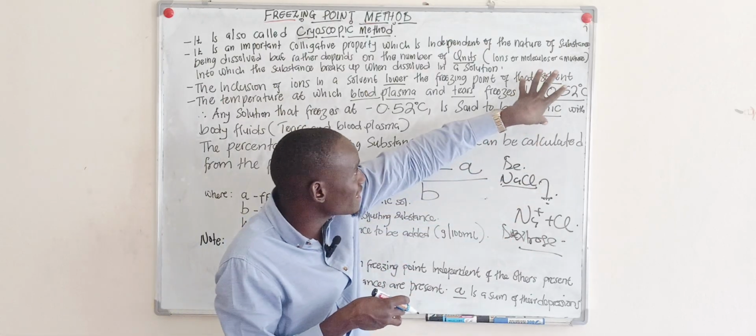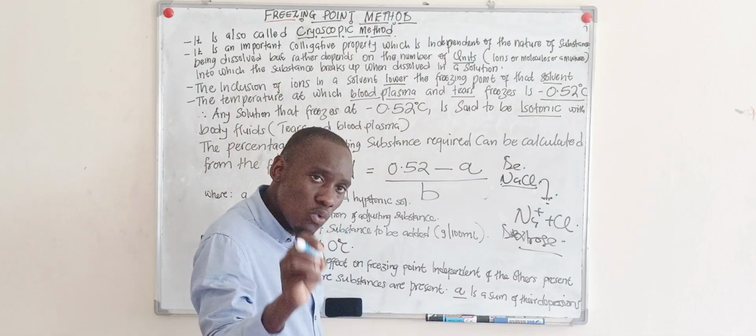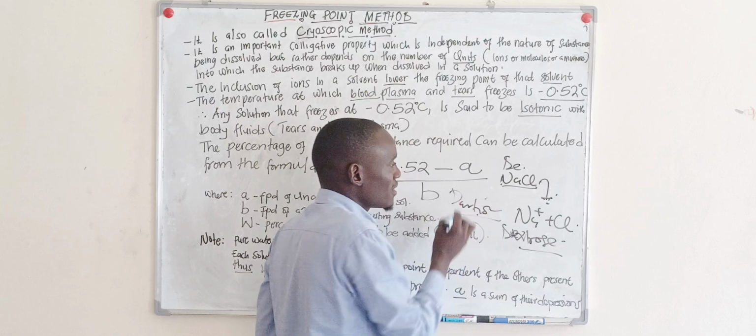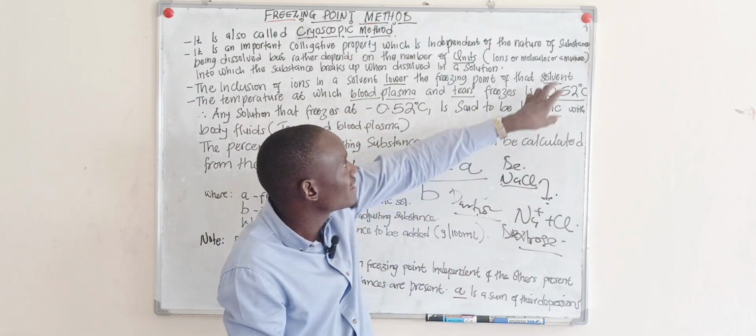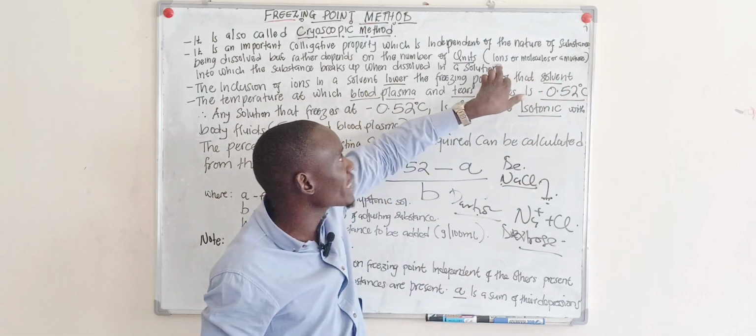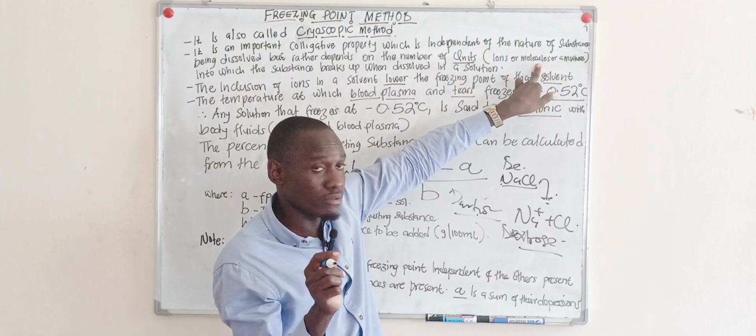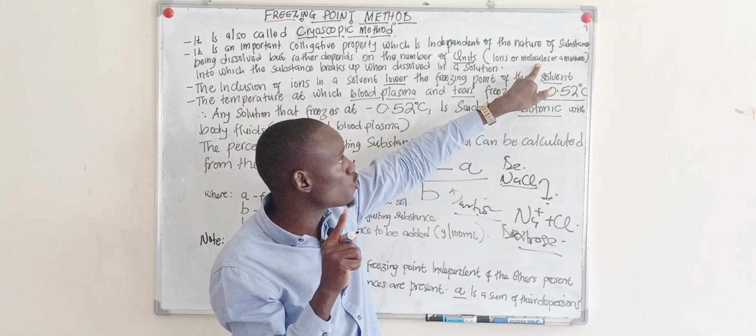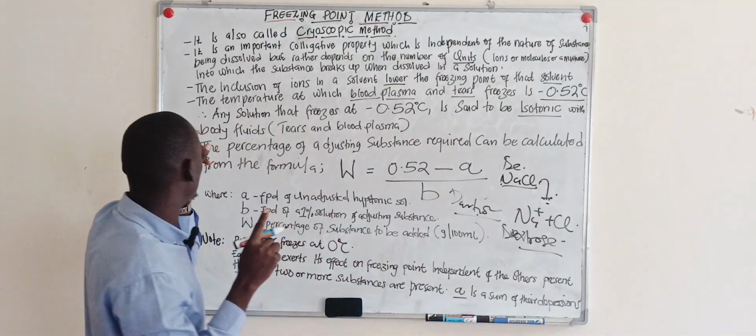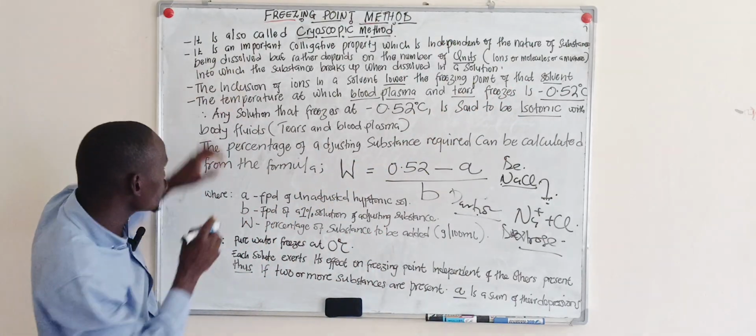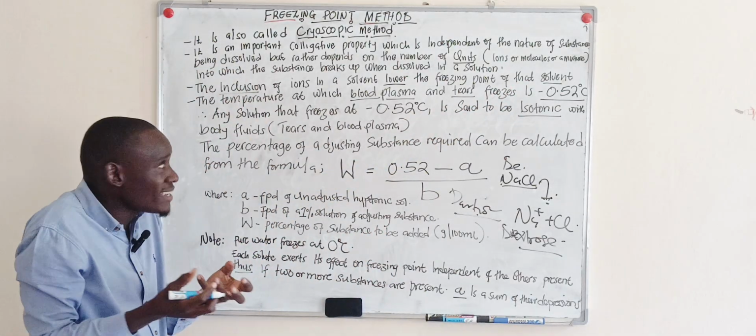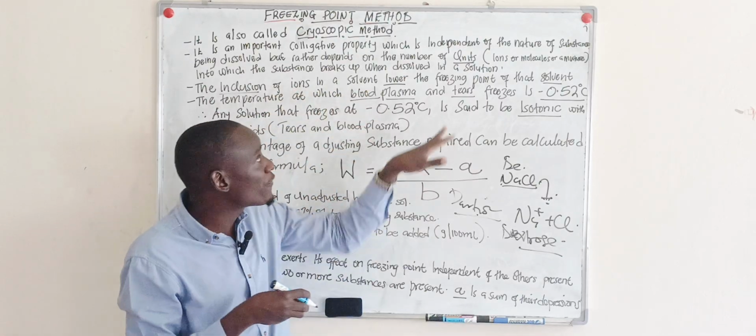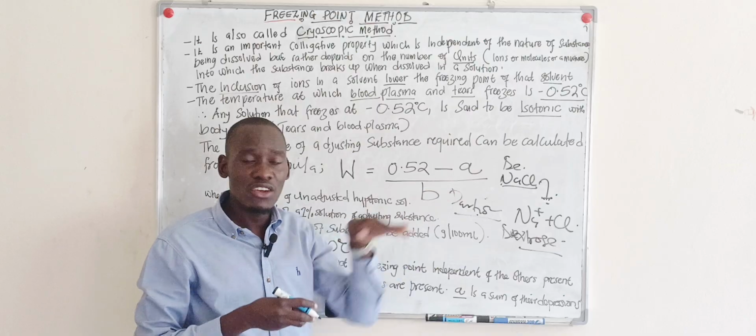But for substances which when dissolved in water ionize partially, such substances contain a mixture of both ions and molecules. So put a key difference between those two terms. Therefore, the inclusion or presence of these ions in a solvent lowers the freezing point of that solvent.